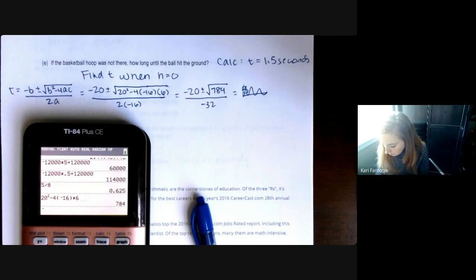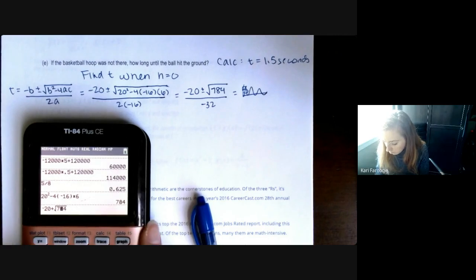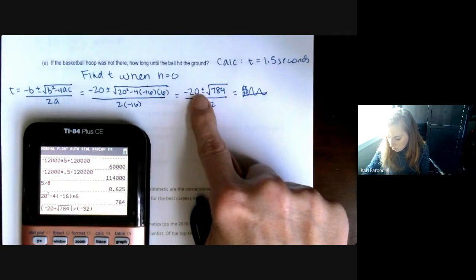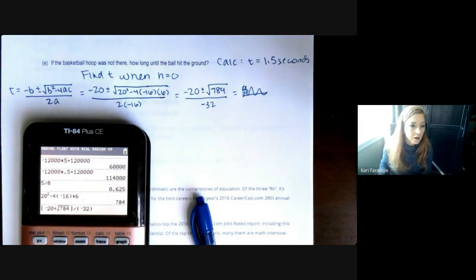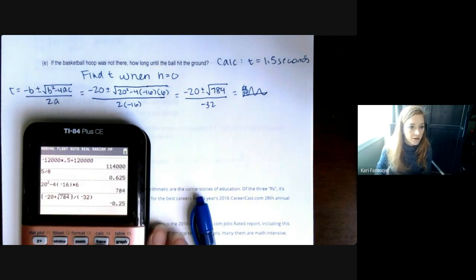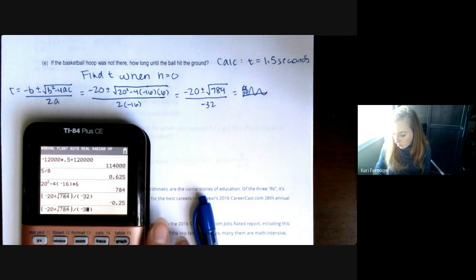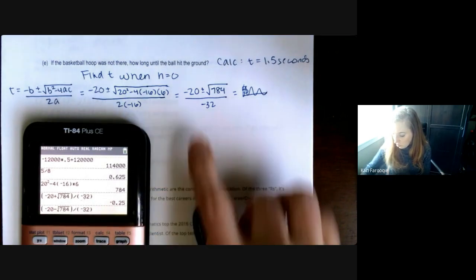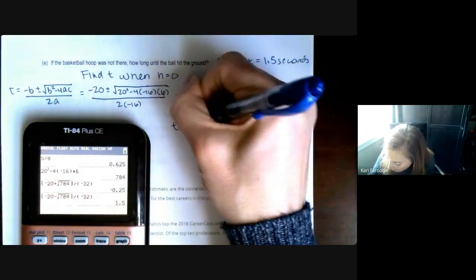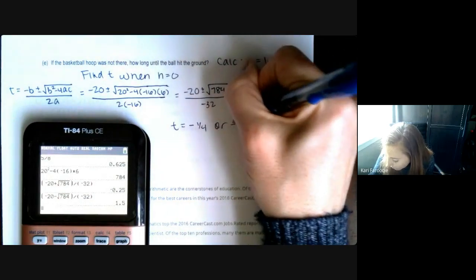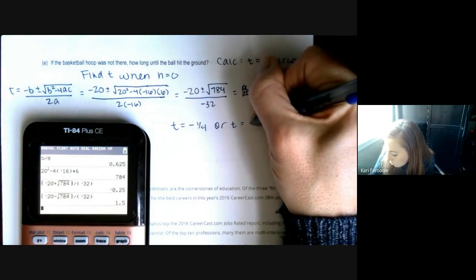Okay, so negative 20 plus the square root of 784. If you are going to do this all in one action, put parentheses around your entire numerator and then divide it by negative 32. Now, if you're like, how did she know to use plus instead of minus? I'm just showing you both of them so you can figure out which one you're going to use. So there's the plus version. Negative 0.25, we don't want that. So let's use the minus version. I'm going to recall it, switch it to the minus version, and you'll get 1.5. T equals negative 1/4, or T equals 1.5.